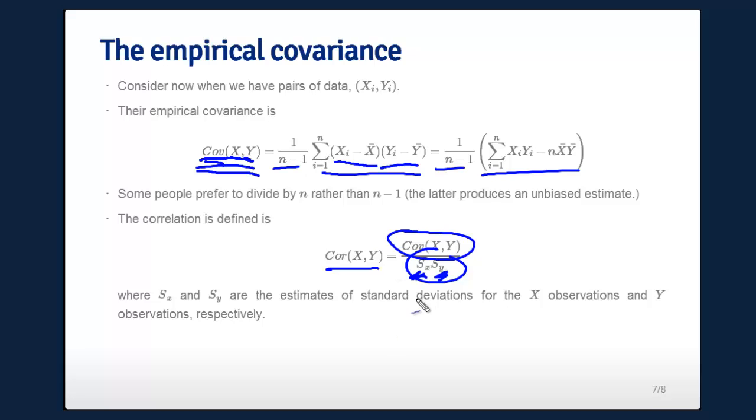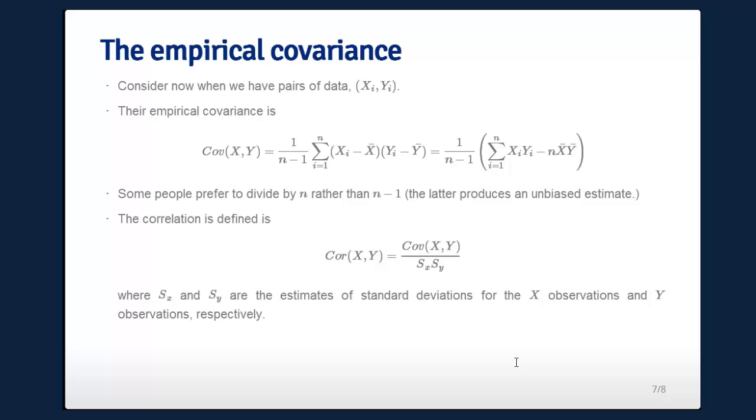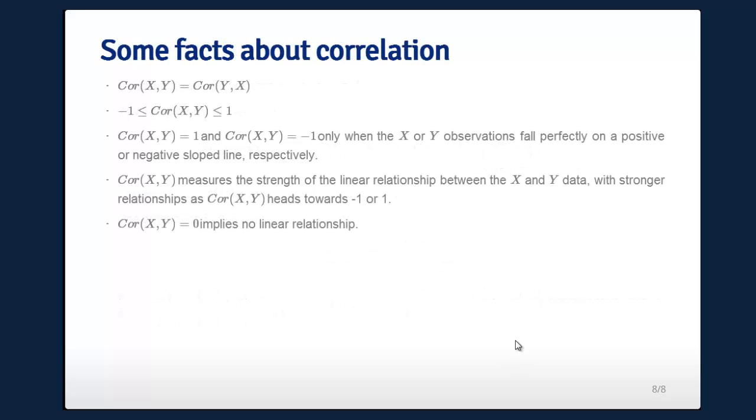We'll use that. Anyway, here are some facts I already covered, discussing a little bit about the correlation. It doesn't matter whether it's correlation x comma y or correlation y comma x, you get the same number. It's between -1 and +1. It equals 1 or -1 only if the observations fall in a perfect positively or negatively sloped line. The correlation is a measure of the strength of the linear relationship. And correlation equals 0 implies no linear relationship.